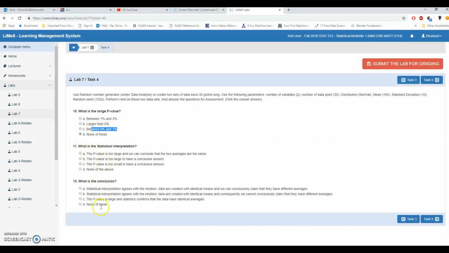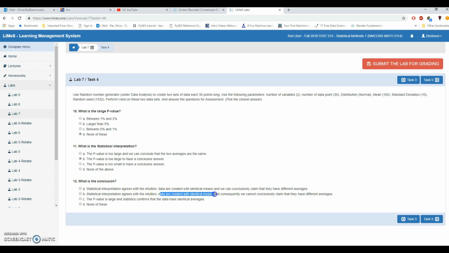What is the statistical interpretation? Statistical interpretation is it's too large to have a conclusive answer. What is the conclusion? Statistical interpretation agrees with the intuition. Data are created with identical means, and we can conclusively claim that they are different averages. No, that's not the thing. Okay, statistical interpretation agrees with intuition.